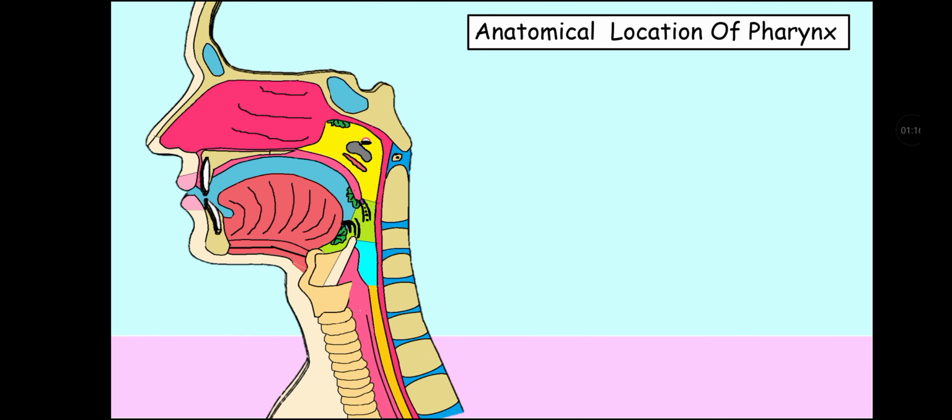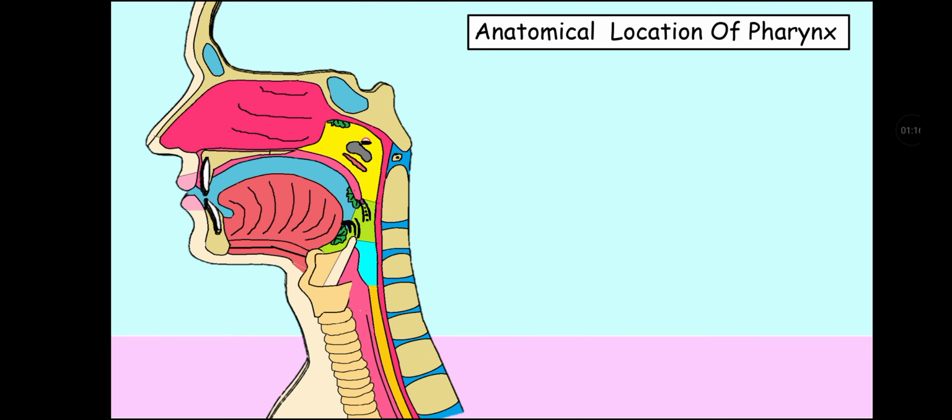Shape of the pharynx. The pharynx is a funnel-shaped structure. Its upper wider end lies under the skull just below the sphenoid bone, and its lower narrow end becomes continuous with the esophagus opposite the sixth cervical vertebra.